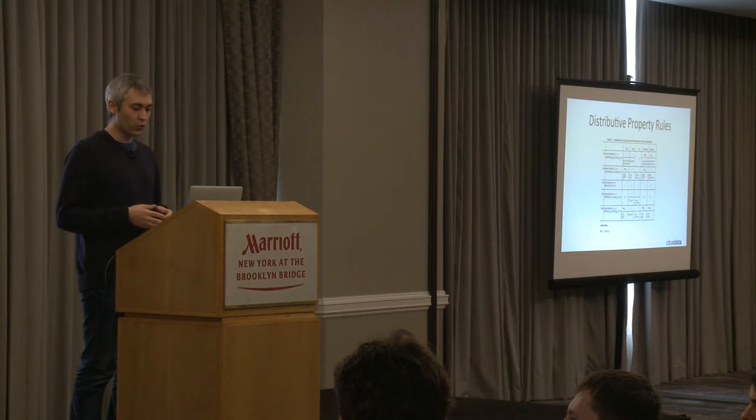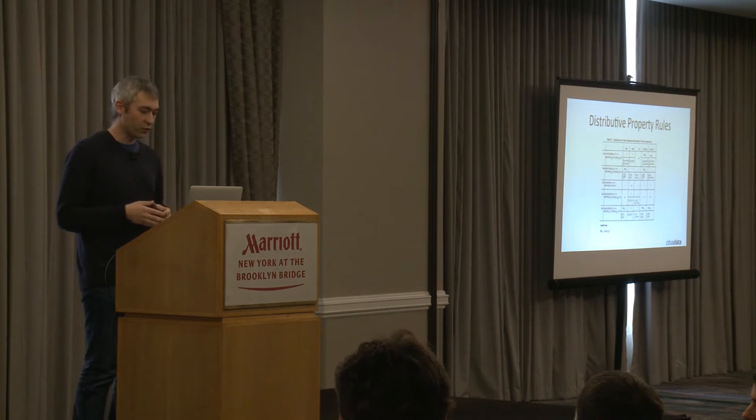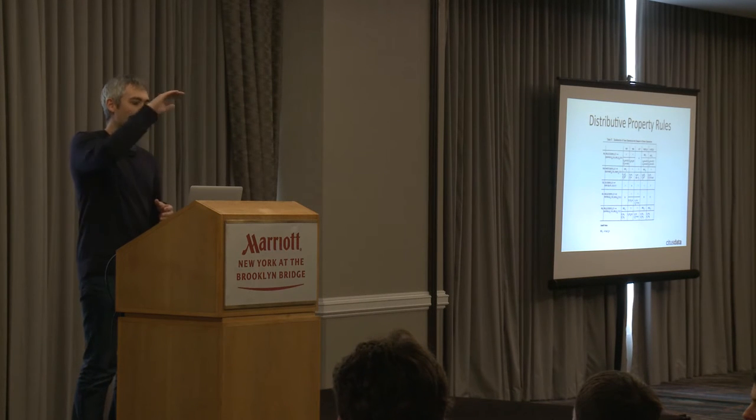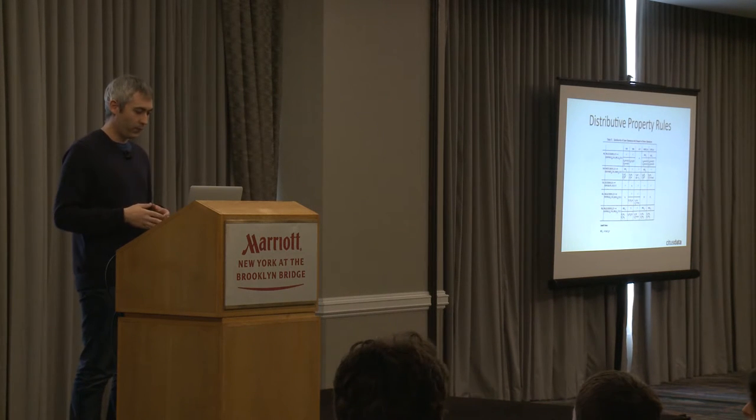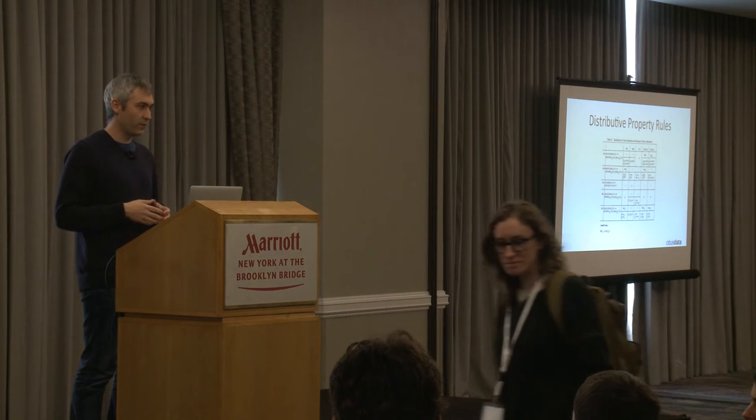This second matrix shows the distributive property rules between unary and binary nodes in relational algebra. On the left-hand side, you have the unary nodes, such as a filter operation. And at the top, you have binary nodes, such as a join. And again, you have a yes, no, or special conditions in the matrix.